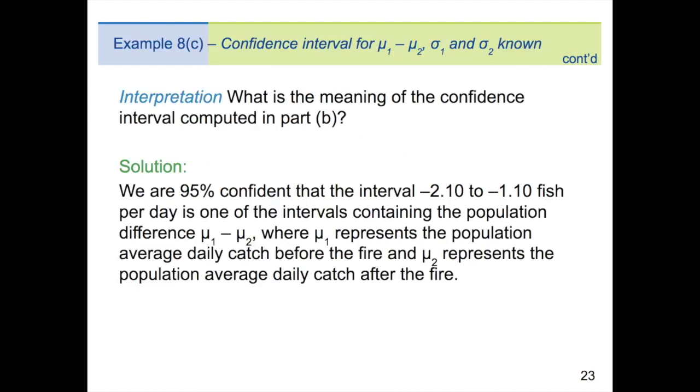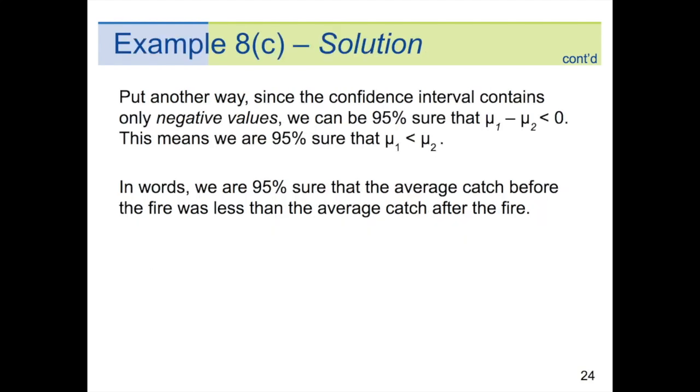What is the meaning of the confidence interval computed? We are 95% confident that the interval negative 2.1 to negative 1.1 fish per day is one of the intervals containing the population difference mu sub 1 minus mu sub 2, where mu sub 1 represents the population average daily catch before the fire, and mu sub 2 represents the population average daily catch after the fire.